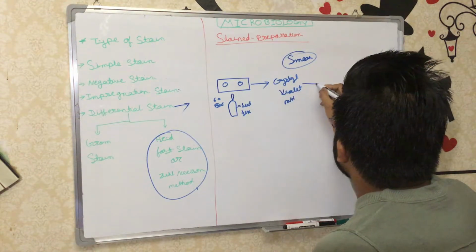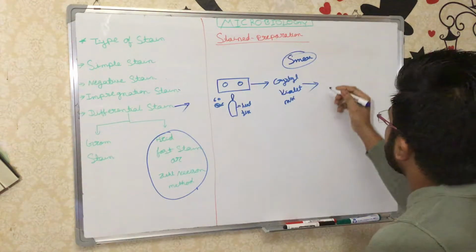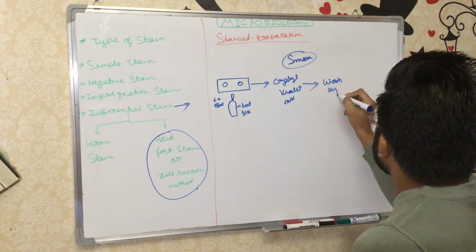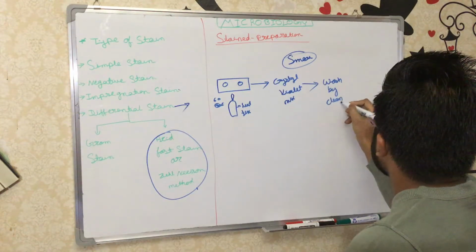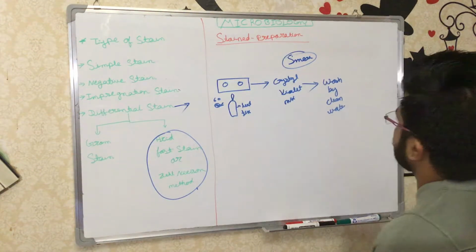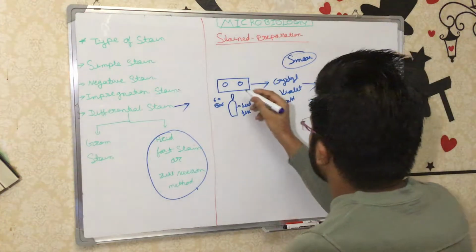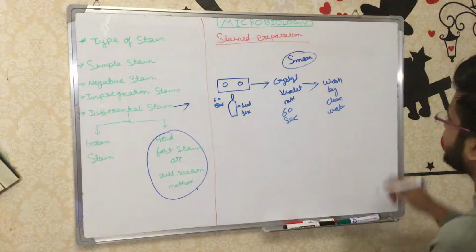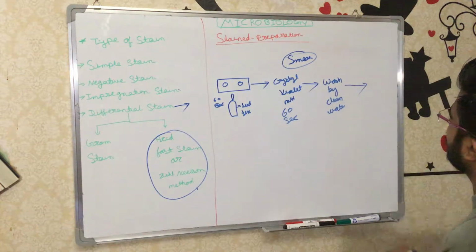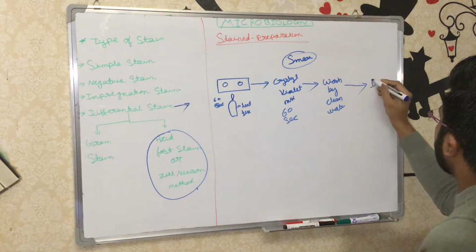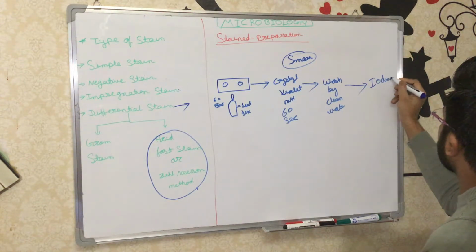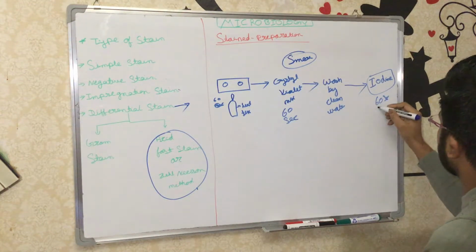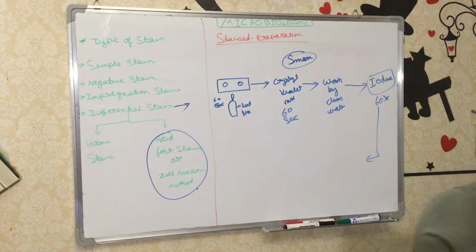Then after the crystal violet, wash with clean water. We should keep the crystal violet for 60 seconds. After the 60 seconds, wash with clean water, and then the next step, add iodine. Iodine for 60 seconds.